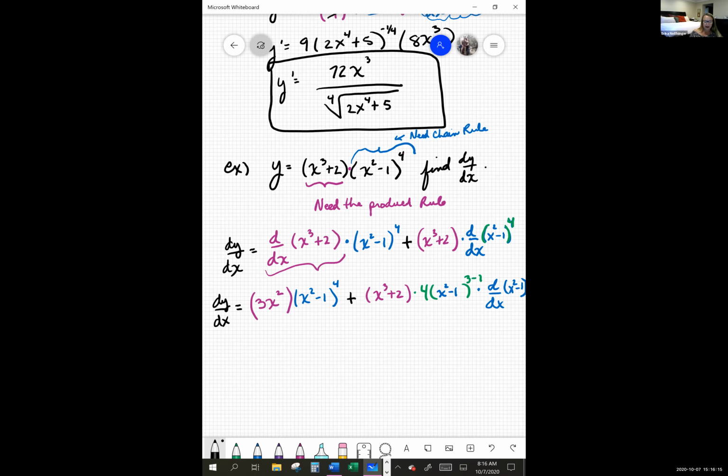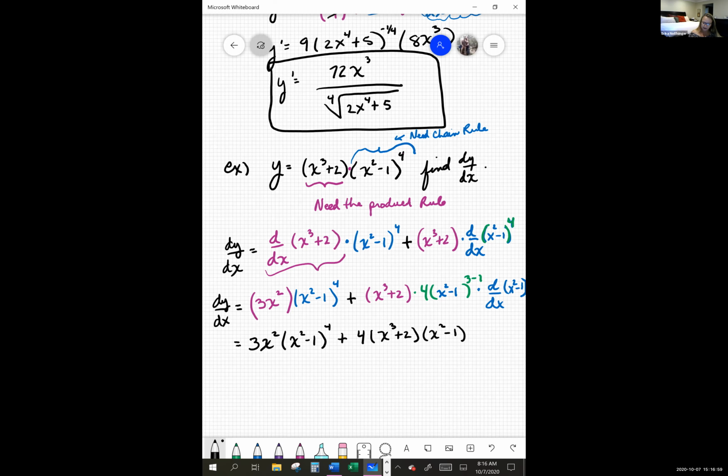Be careful, you cannot distribute this 3x squared inside this parentheses because it's raised to the 4th power. So we're just going to leave it alone, and we're just going to say this is the same thing as, I guess you don't need the parentheses, 3x squared all times x squared minus 1 to the 4th. See if we can clean this up a little bit. Let's bring this 4 out here. So this is plus 4 all times this x cubed plus 2 all times this x squared minus 1 to the 3 minus 1 power.